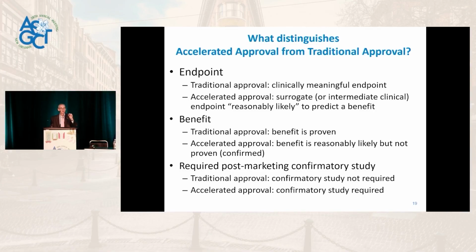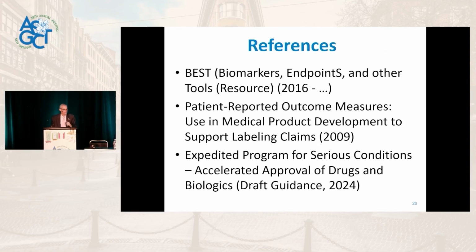Because the benefit is proven with traditional approval, there's no requirement for a confirmatory study. But with accelerated approval, because the benefit has not been proven, there is a requirement for a confirmatory study to prove that it truly works. A few references. The best glossary published by the FDA and the NIH defines biomarkers and clinical outcomes and surrogate endpoints and all the terms that are relevant here. A couple of guidances from the FDA, 2009 guidance on patient-reported outcomes, in 2024 a draft guidance on accelerated approval.